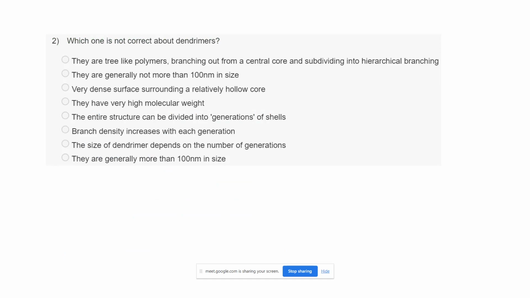Now the next question was which one is not correct about dendrimers? Am I audible?